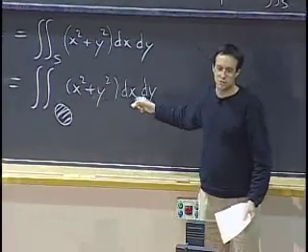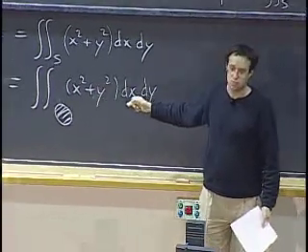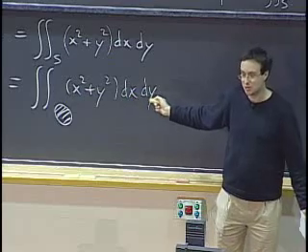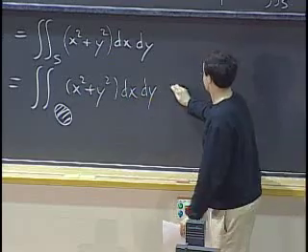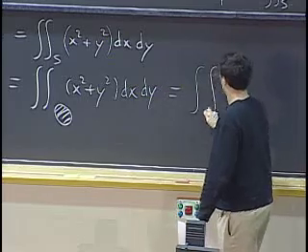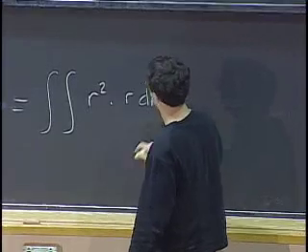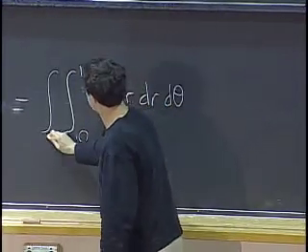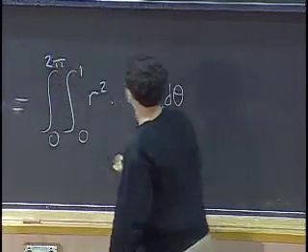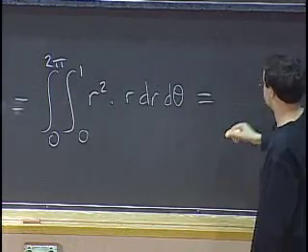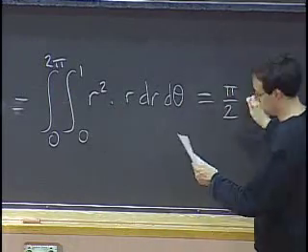Well, I can do it this way with dx dy, but it looks like there's a smarter thing to do. I'm going to use polar coordinates. So in fact, I'm going to say this is the double integral of r squared times r dr d theta. I'm on the unit disk, so r goes 0 to 1, theta goes 0 to 2 pi. And if you do the calculation, you'll find that this is going to be pi over 2.